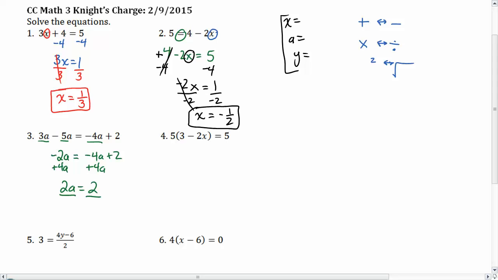Well, now we're back to that middle step. 2 times a, do the opposite, divided by 2, divided by 2. 2's cancel out. We have a equals 2 divided by 2, which is 1.